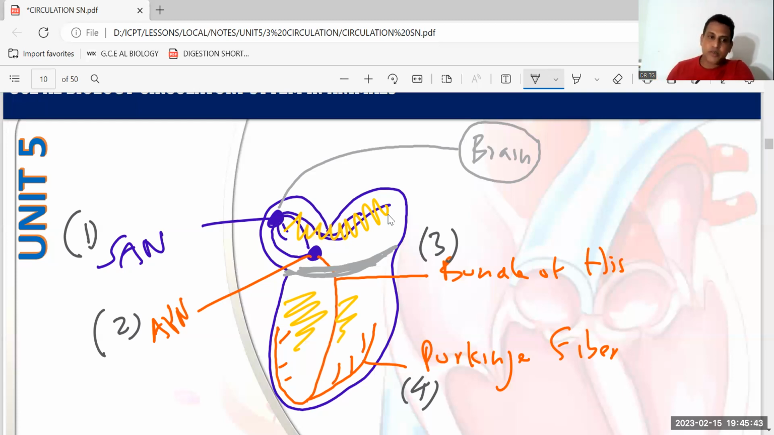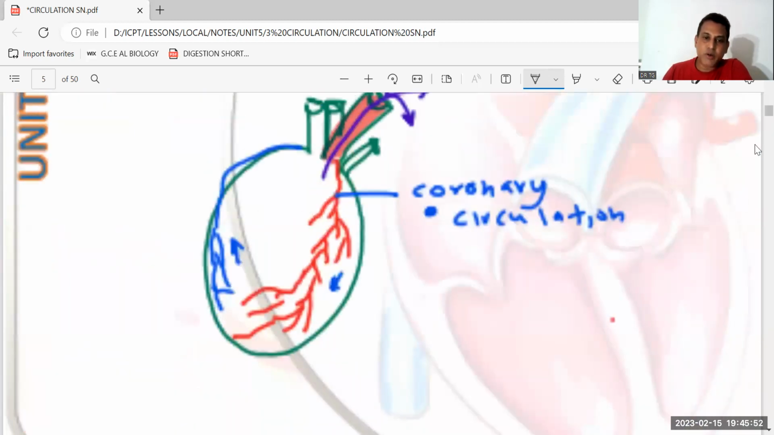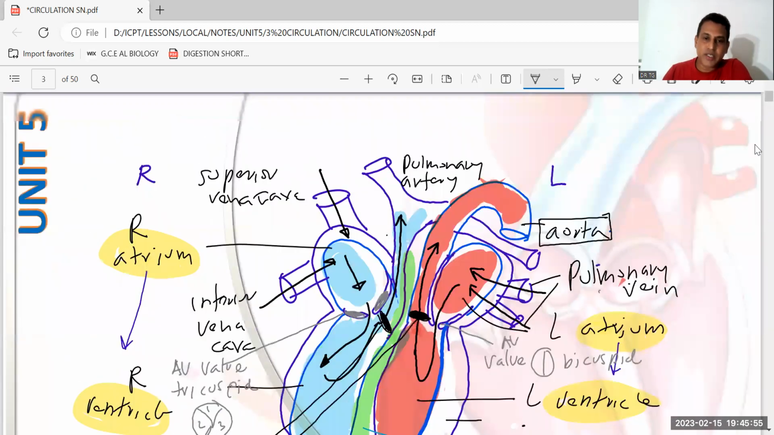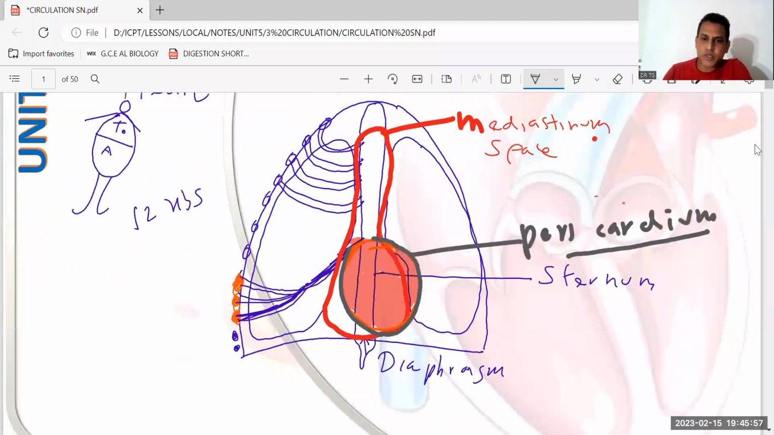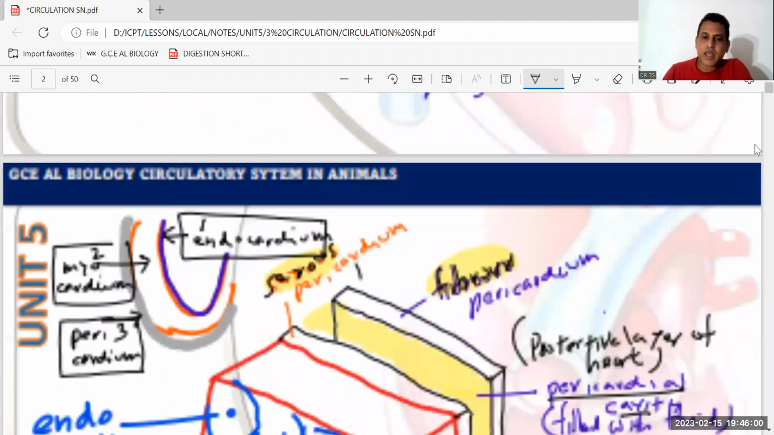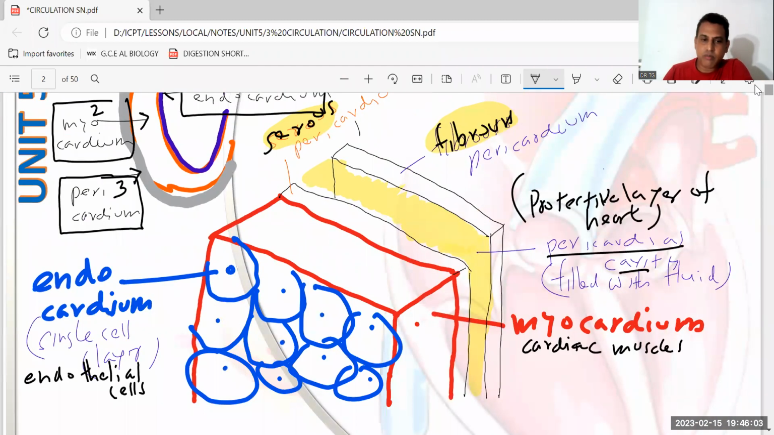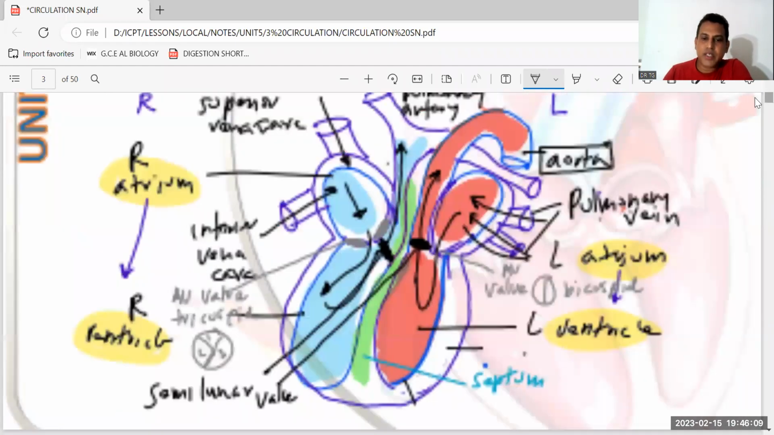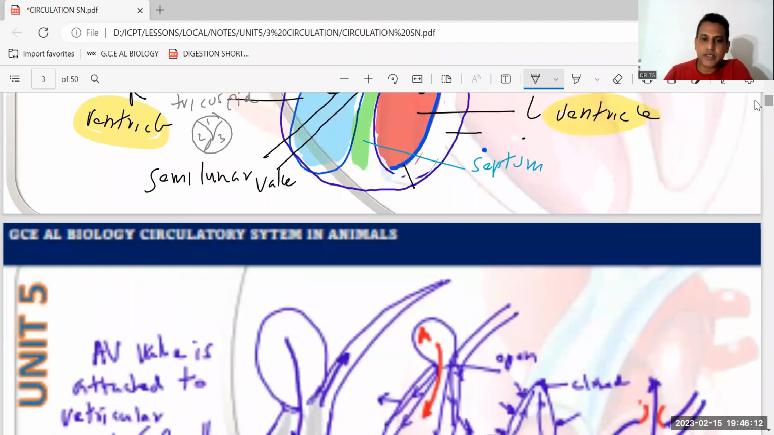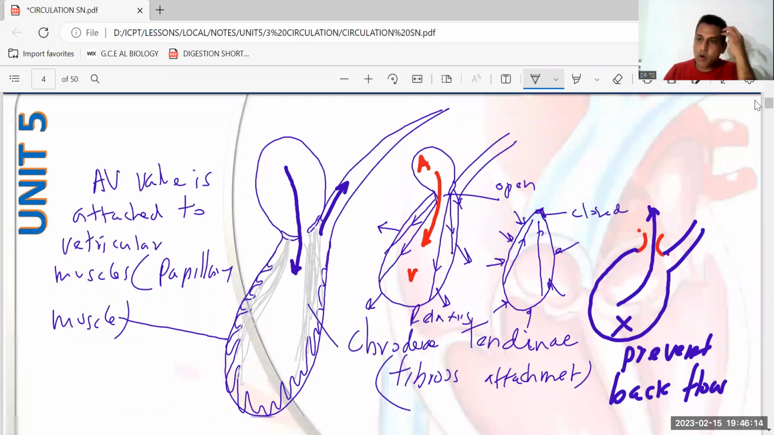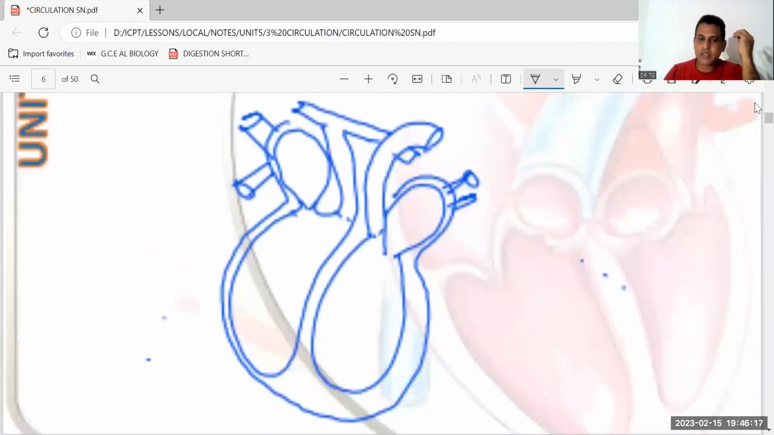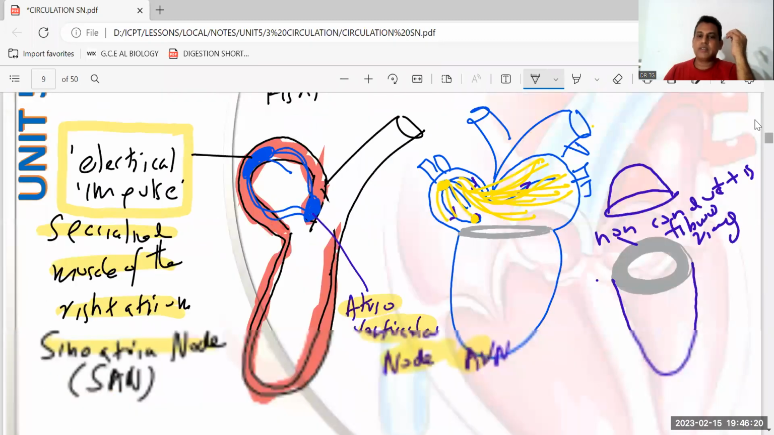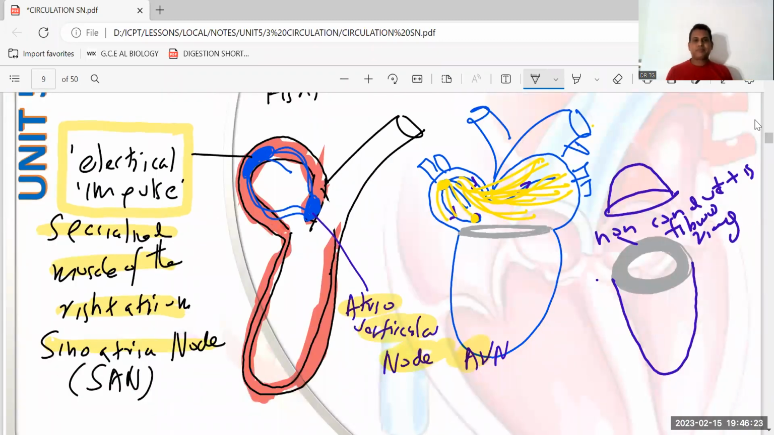I think we need a lot of energy to continue and to understand the cardiac cycle. So far, just to summarize, we learned the position of the heart in the body, and we learned the structure of the myocardium, endocardium, and pericardium. And then we learned the parts of the heart, and then the papillary muscles and chordae tendineae and coronary circulation, and then the conducting system of the heart.